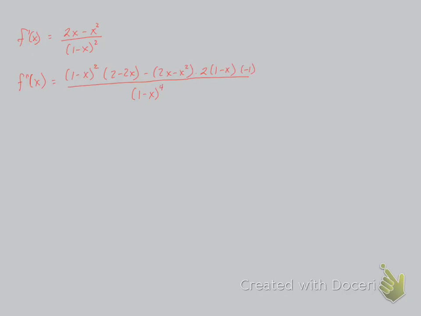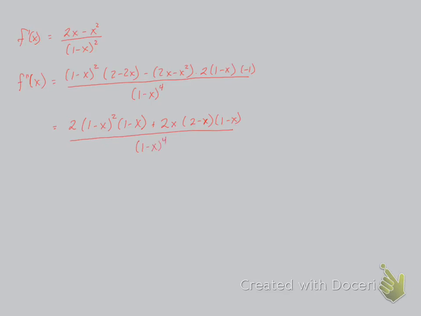But notice that in every factor here I have a 1 minus x. Let me clean this up a little bit so it's a little bit easier to see. So in this first one, if I pull out a 2 from the binomial, I have a 2, 1 minus x squared times 1 minus x. And then in the second one, I've got 2 negatives giving me a positive. I have that 2. I'm going to pull out the x in this binomial, giving me a 2 minus x. I still have the 1 minus x. And then I have this over 1 minus x to the 4th.